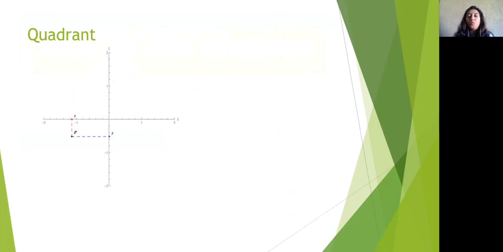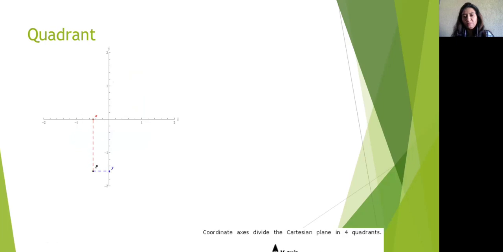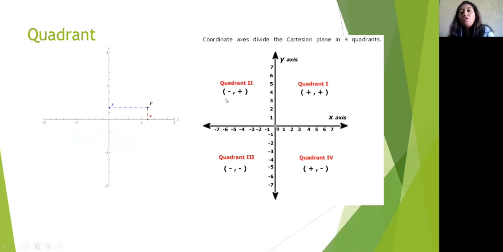Students, quadrant. What is the meaning of the word quadrant? Quadrant means, students, that it is divided. This coordinate axis is divided into 4 parts: 1, 2, 3, and 4. In all 4 parts, we can plot coordinates. So, now let us understand about each quadrant. The coordinate plane is divided into quadrant 1, quadrant 2, quadrant 3, and quadrant 4.